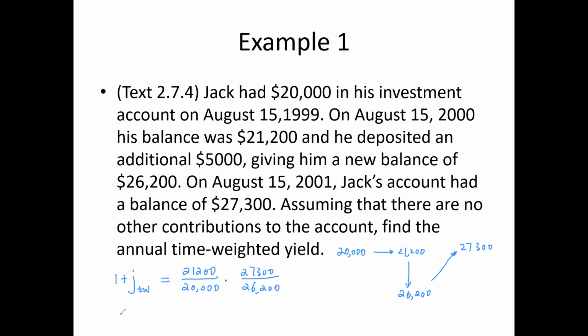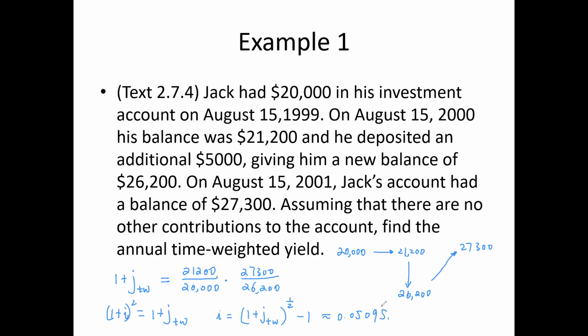To get the annual return, you basically take a square root of this quantity and minus 1. So you can just do one more step. 1 plus I, squared, equals 1 plus J TW. This I is TW as well, time weighted. So I equals 1 plus J TW raised to the power of one half, the square root, minus 1. You do that, and you would get the number, about 0.05095.